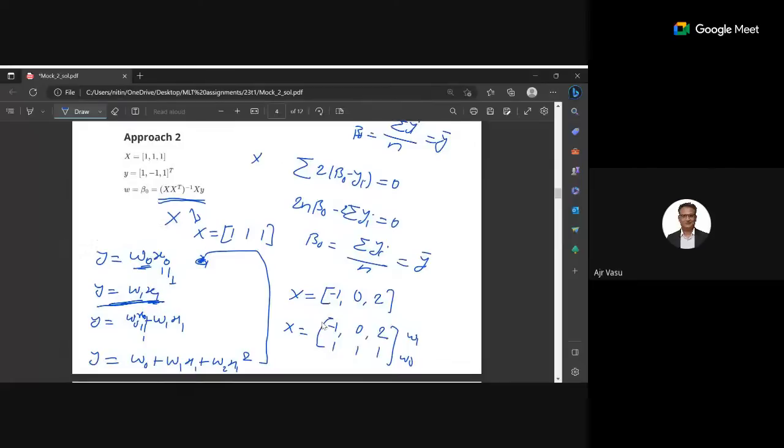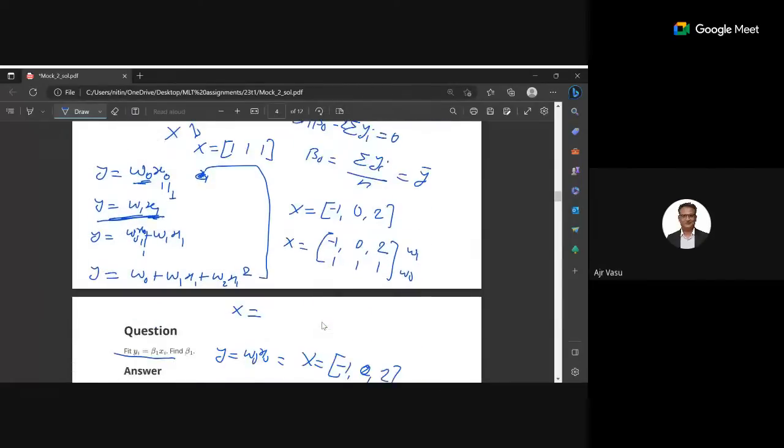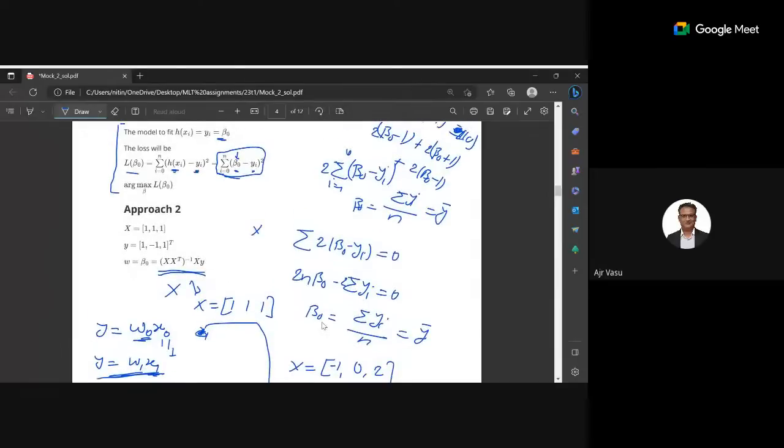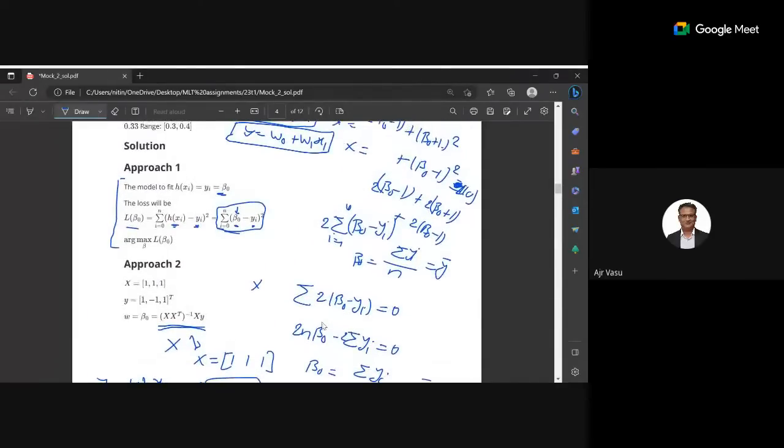But is there an algebraic way of doing it is what I'm wondering. Here it's very clear. If you go back to the equation, beta 0 minus y, this is minimum when beta is actually the mean of y. You can differentiate and you'll get that also. Yeah, that's clear. By logic, we can answer this. But is there an algebraic way of doing it?